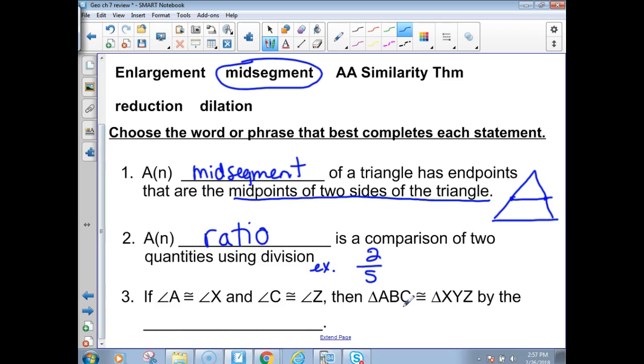Okay, if two angles are congruent in two triangles, why are... Oh, this is a typo here, guys. This should not say congruent. What should it say? Similar, not congruent. That's a definite typo. That's a mistake. Triangle ABC is similar to triangle XYZ by the, if you got two angles, it's the angle similarity theorem, but you can write AA with the similarity symbol after it.